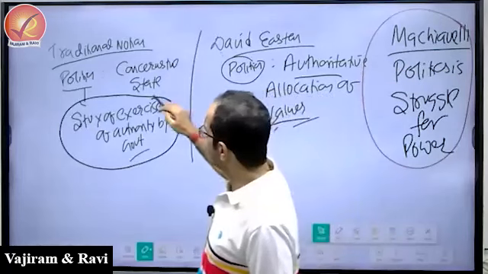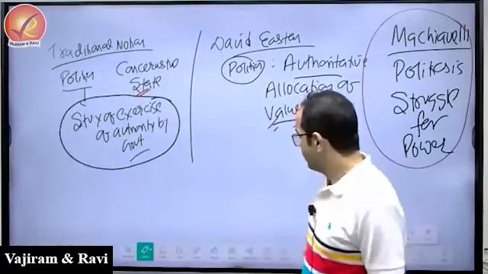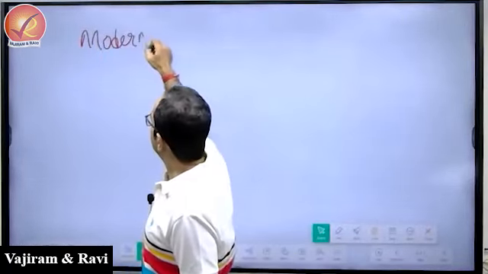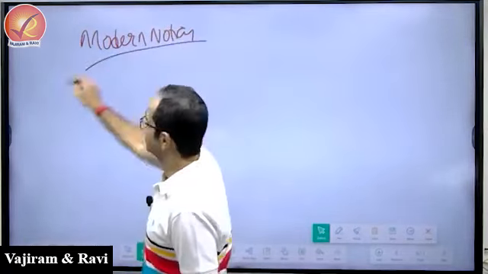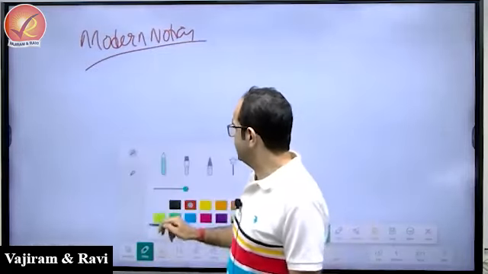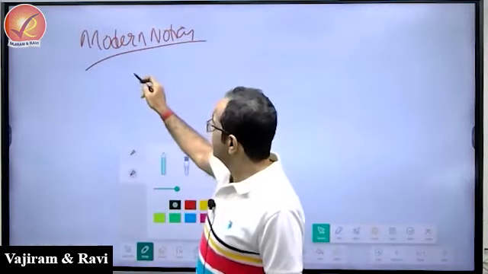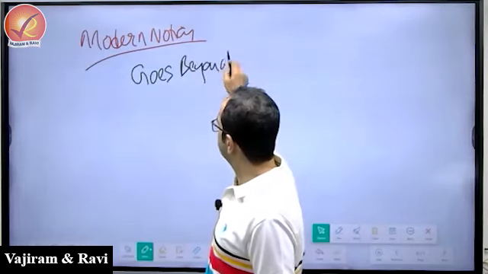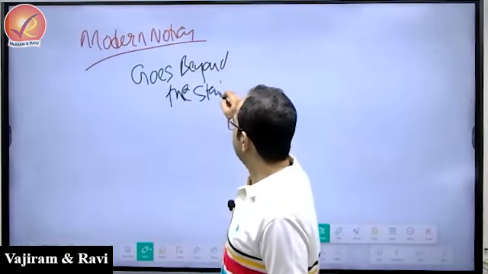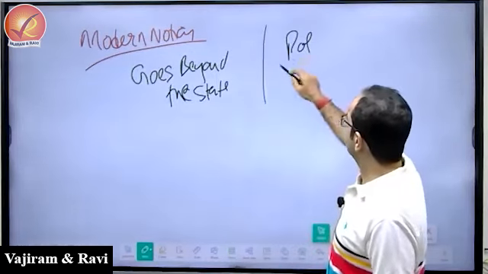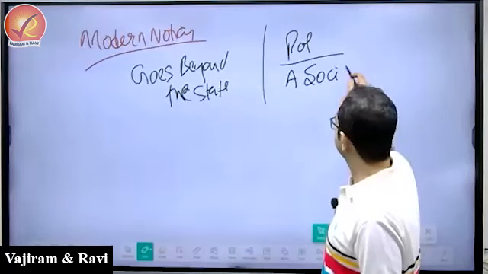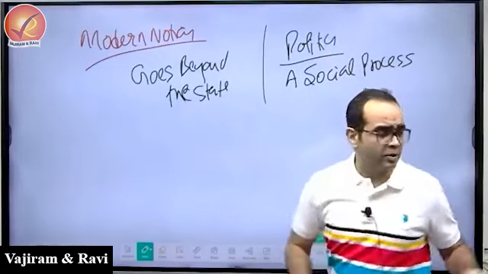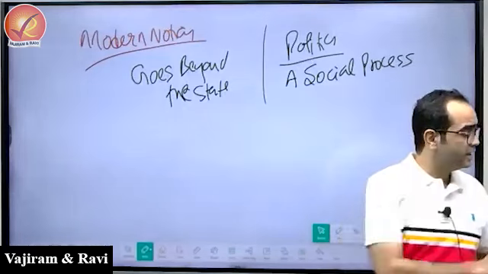So the traditional notion of politics concerns the state. Whereas the modern notion of politics is that politics obviously goes beyond the state, and it considers politics now a social process. Politics is now a social process. What is the meaning of social process? Which covers the entire society.